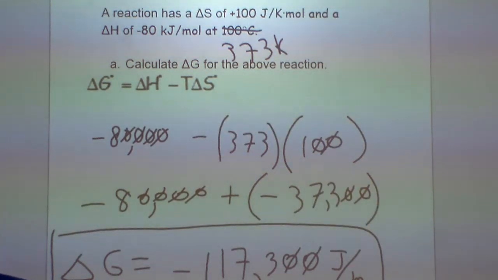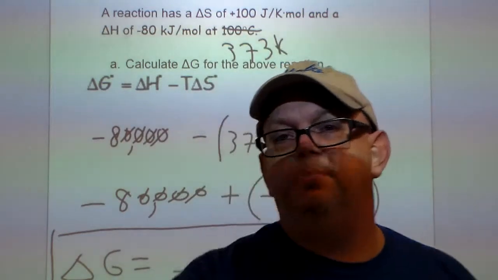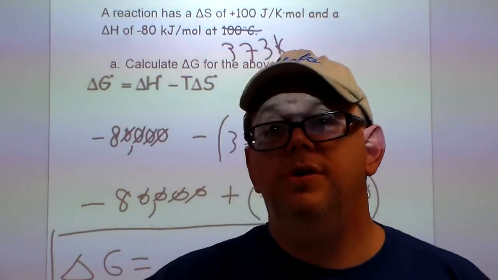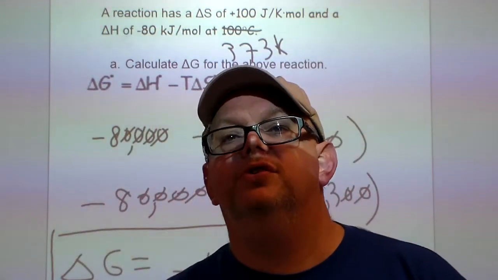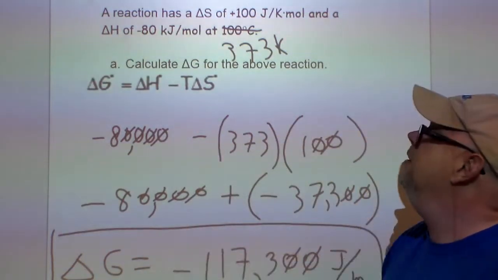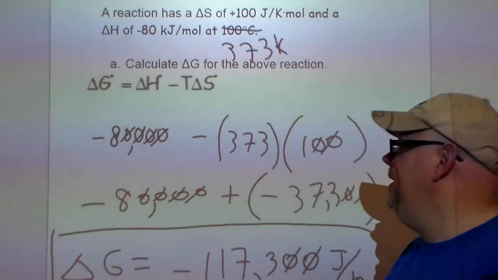Is this particular reaction spontaneous or non-spontaneous? Well, remember, if delta G is less than 0, it's spontaneous. If delta G is greater than 0, it's non-spontaneous. You have to put in the outside effort to make the reaction happen. So, in this case here, this reaction is also spontaneous.